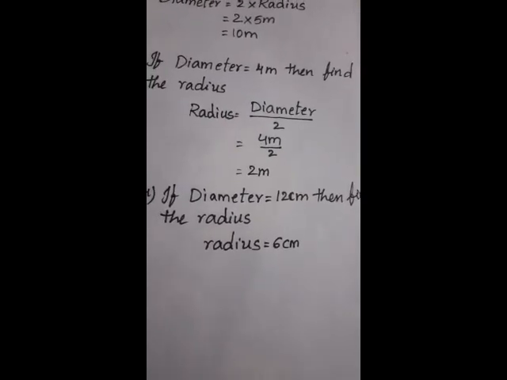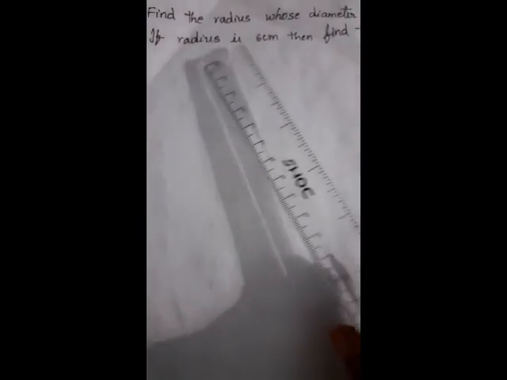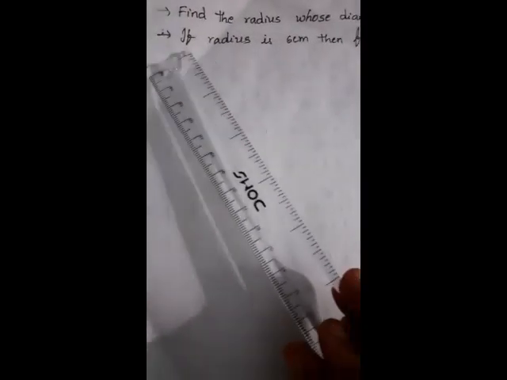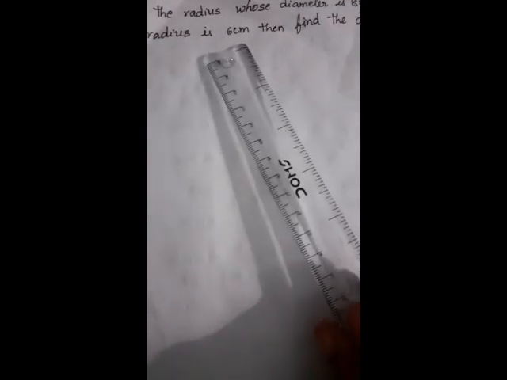Okay. Now I am giving your homework. First sum: find the radius whose diameter is 8 meters. Again, find the radius whose diameter is 8 meters. Second sum: if radius is 6 centimeters, then find the diameter. Again I am saying, if radius is 6 centimeters, then find the diameter.